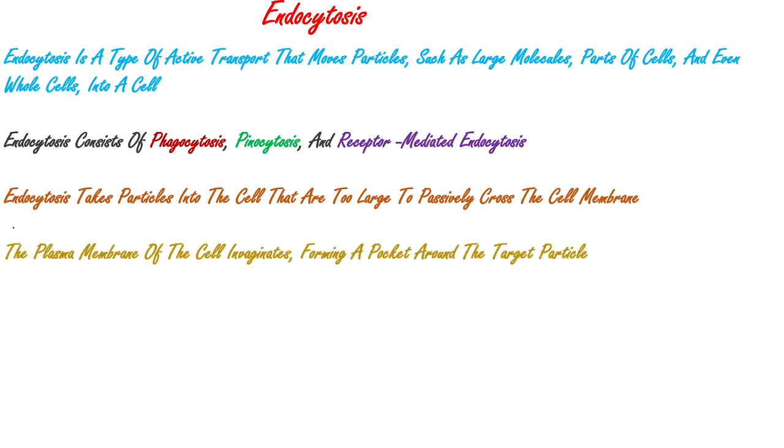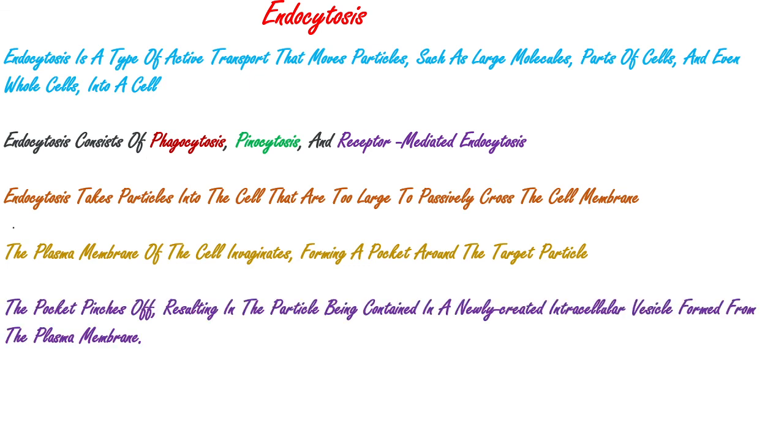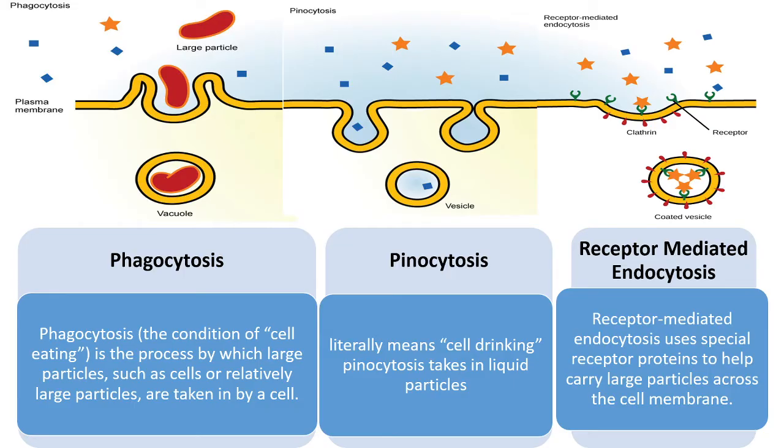The plasma membrane of the cell invaginates, forming a pocket around the target particle. The pocket pinches off, resulting in the particle being contained in a newly created intracellular vesicle formed from the plasma membrane. So there are three types of endocytosis. First is phagocytosis, second is pinocytosis, third is receptor-mediated endocytosis.